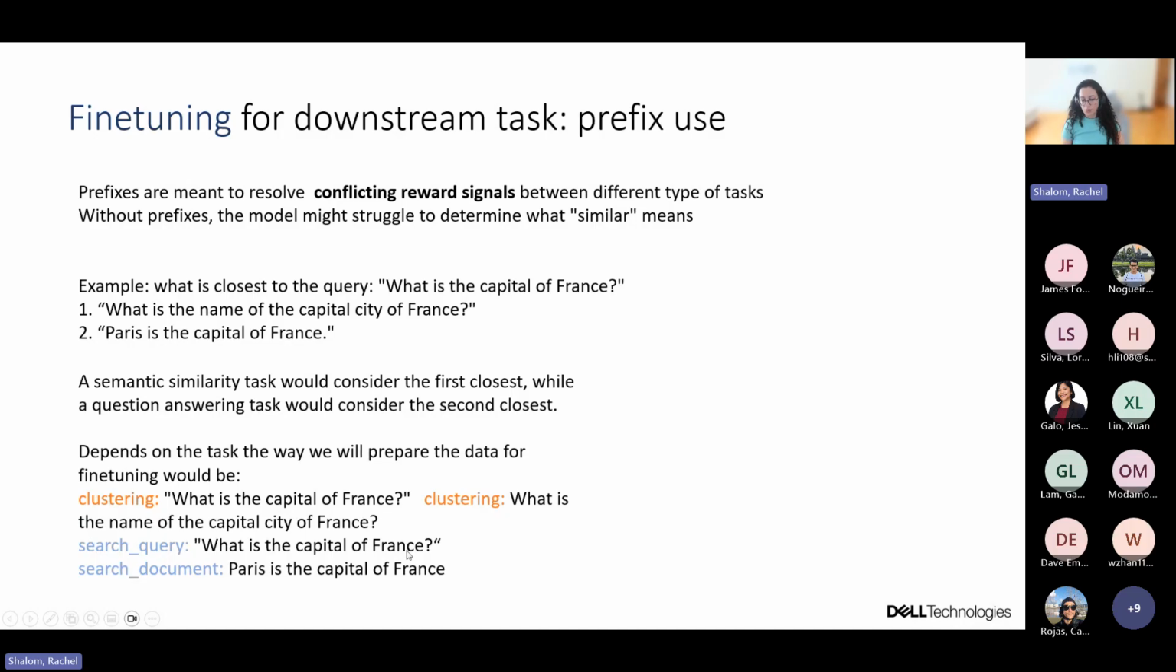Same goes here. For the capital of France question, you put a prefix of search query, and then you put a prefix of search document. This tells the model, okay, this is a signal for a different task. So when training is finished, potentially or hopefully you will get a different embedding for this and for this.